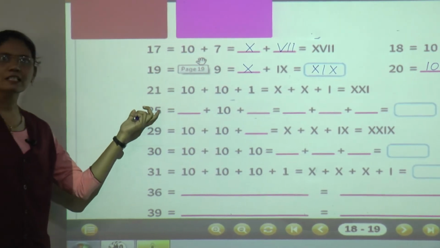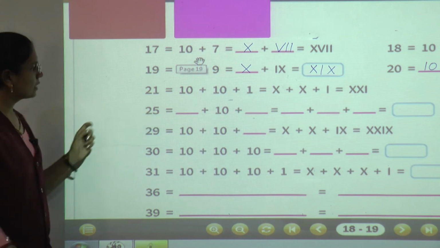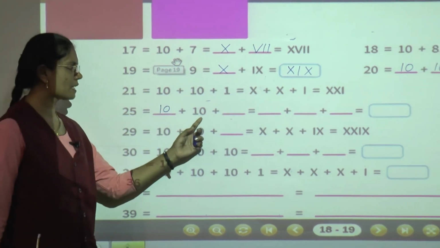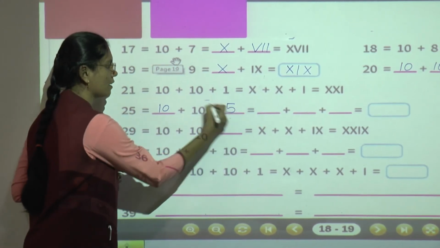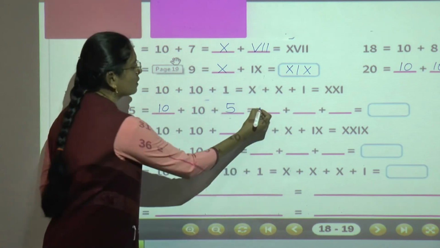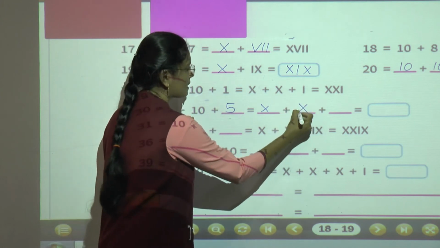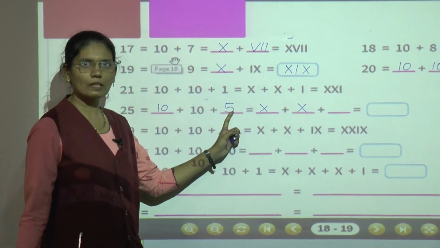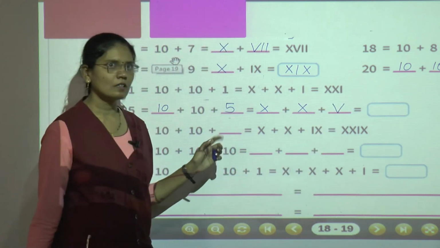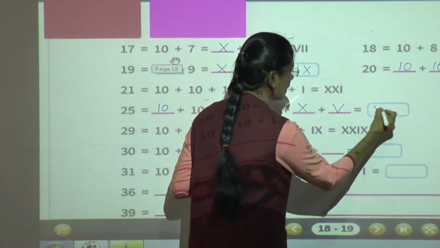Now the number is 25. Split up the number. Yes. Do it in your textbook. 25 means 10 plus 10 plus 5. For 10, which letter can we write? Yes, X. Again 10 is there, X plus. For 5, which letter are we using? Yes, V. So 25 means what? X plus X plus V means double X V.